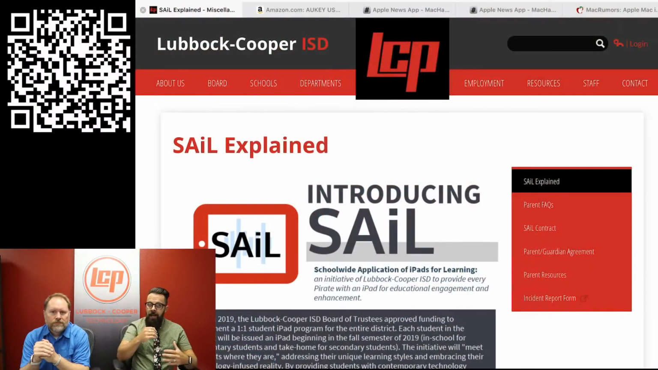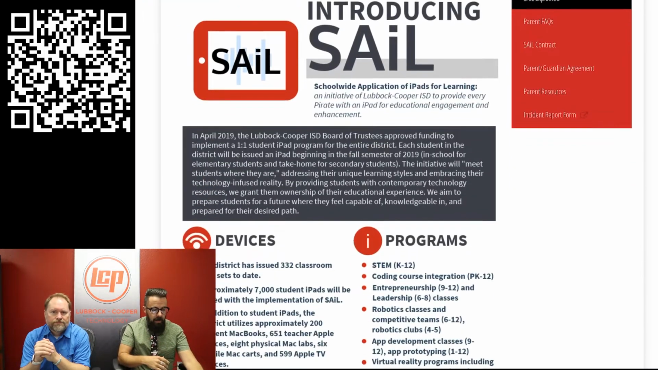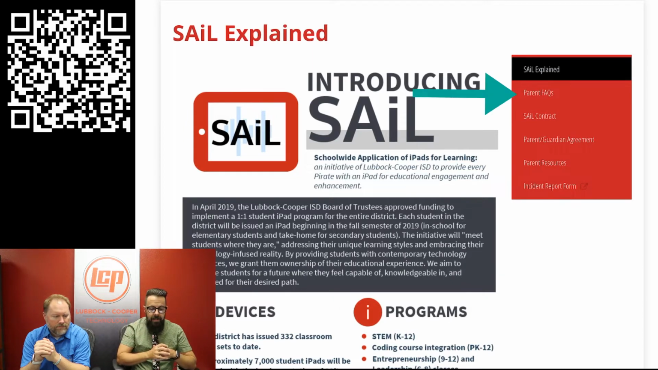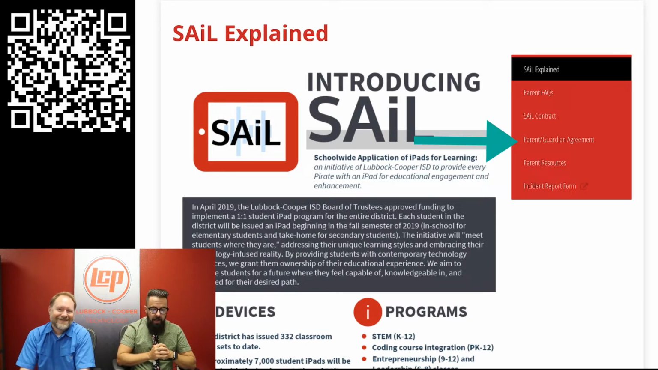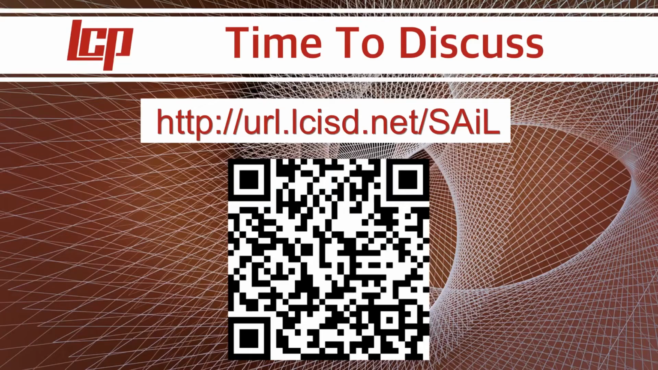So first thing, now that this QR code has sent you there, we're on this introduction to SAIL. This is going to talk about the device, the program, and our expectations. And on the right-hand side, you're going to see the parent FAQ. So this is something that's going to be good for you to know about as they ask some questions, the contract that will be signed, the parent and guardian contract, and some resources, and then also the link to the incident report if something happens. So we're going to give the facilitator and you some time to look through this website, ask some questions, and really talk about what this is going to look like in the classroom.